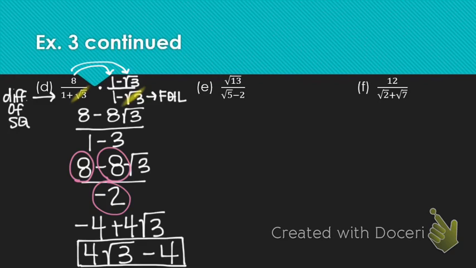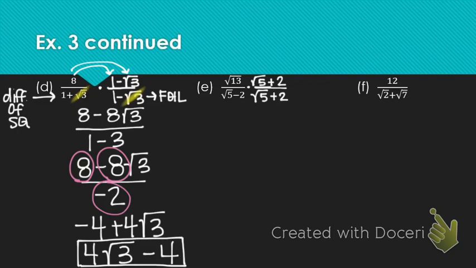Well, 13 is a prime number, so it's not going to simplify, and also 5 is a prime number, so it's not going to multiply or simplify. So we have to multiply by a new fraction. Now, this is a binomial, which means the new fraction is the conjugate. Same binomial, different sign. So the square root of 5 plus 2 over the square root of 5 plus 2.